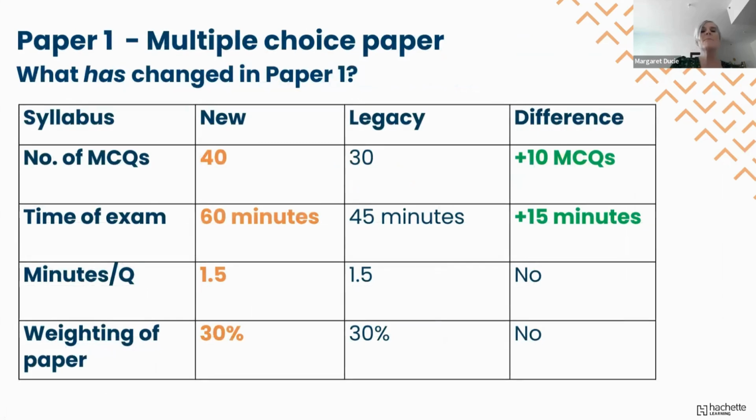Okay, so paper 1, what's changed in paper 1? Well, it's still a multiple choice paper, but as you can see, there are now 40 questions. So there's been an increase in 10 multiple choice questions. And as a consequence of that, the paper's now an hour long instead of 45 minutes currently. But the minutes per mark and the weighting of the paper at 30% of the total marks remains the same.